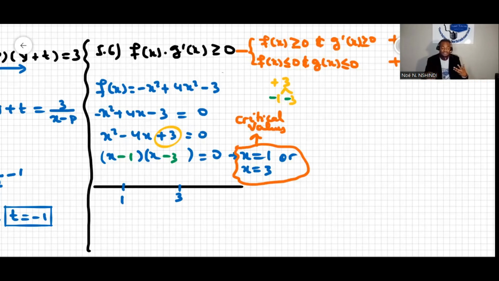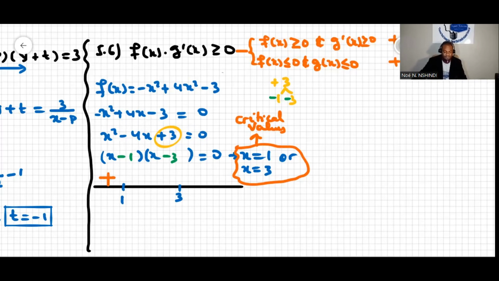So we need to find the sign of each interval here. Now, in the first interval here, what should be the sign from negative infinity? If I pick any value below 1 here, a number like 0, if I sub 0 there for x, I get -1 times -3, which is positive. So over here, we have a positive sign.